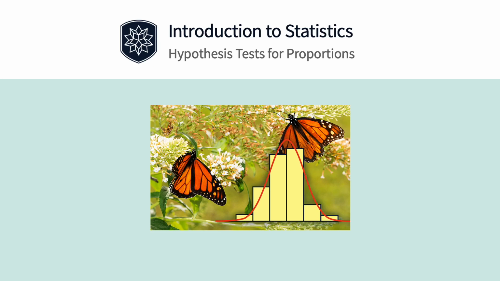A hypothesis test for a proportion is a test of whether the population success rate in a binomial experiment matches some specific value or matches the success rate in another population.